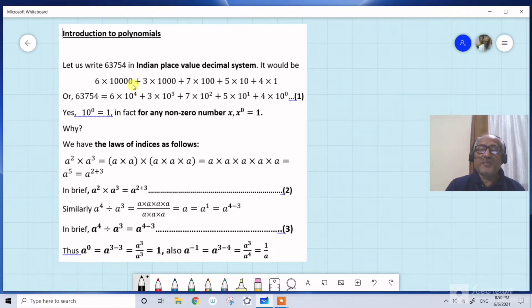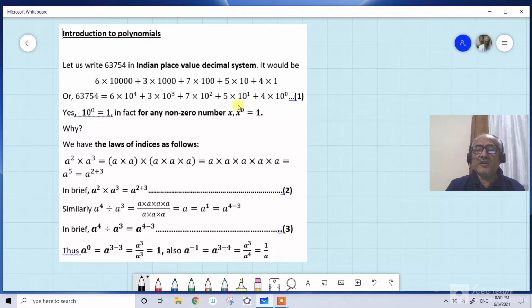This is the first lecture in the series on polynomials, and this is meant for grade 8. We will continuously give you higher and higher topics in polynomials for higher classes, but for now this is for grade 8.